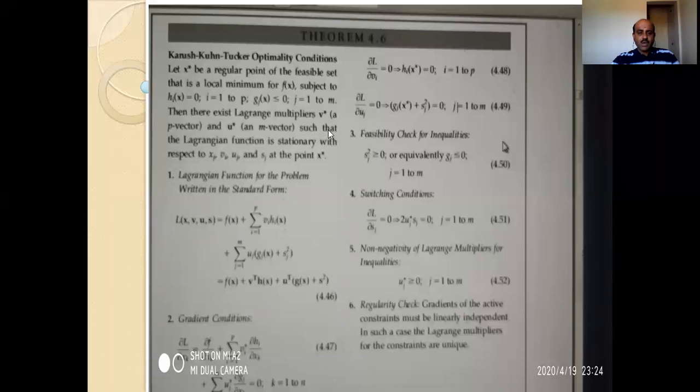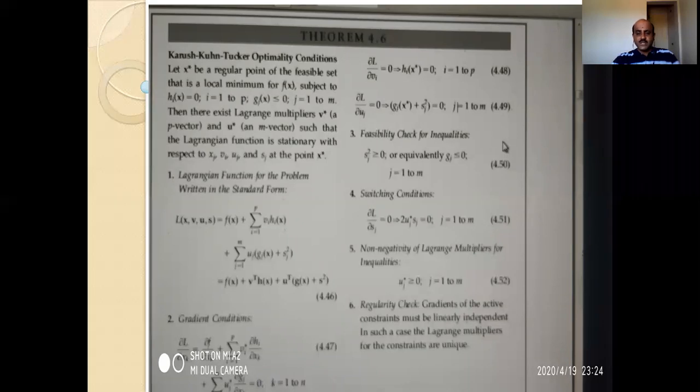Okay, so now the function is stationary with respect to these points. So you should know how to write this expression, okay, 4.46, and also how to express it in the gradient conditions. So these two things are very, very important. One and two are very important, and the third one is also very important. We have to check it for the feasibility condition.